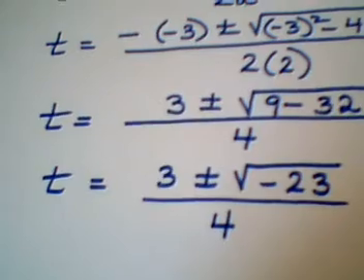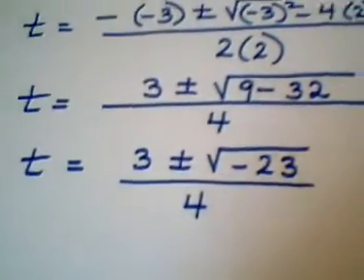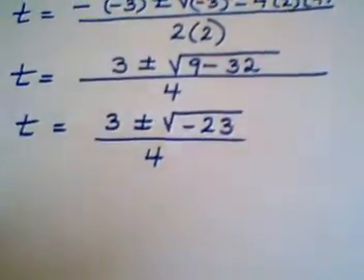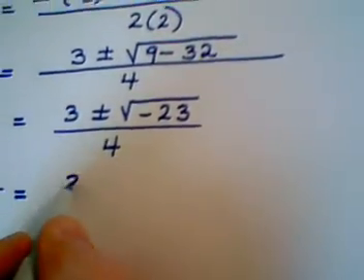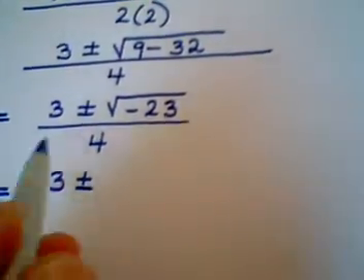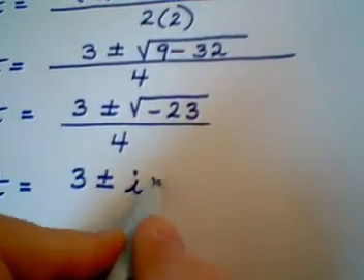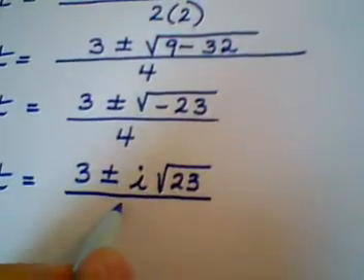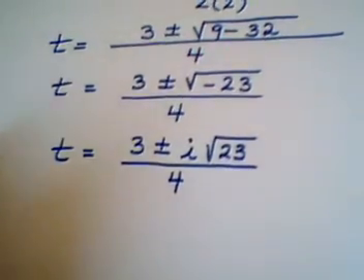Now what I want you to pay attention to, and it's important, is when you see a negative under a square root, you know that you are going to come out with not a real answer, but a complex. This becomes 3 plus or minus, and the square root of -23 becomes i radical 23. And this is all over 4. So we basically have 2 answers.